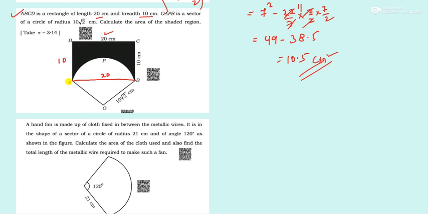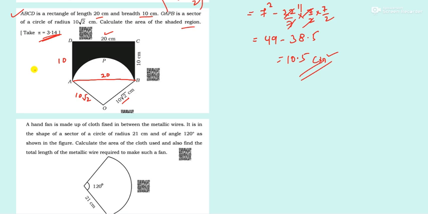OAPB, you can see this is a sector of radius 10 root 2. If this is 10 root 2, this will also be 10 root 2 centimeter. Calculate the area of shaded region. Take pi as 3.14.